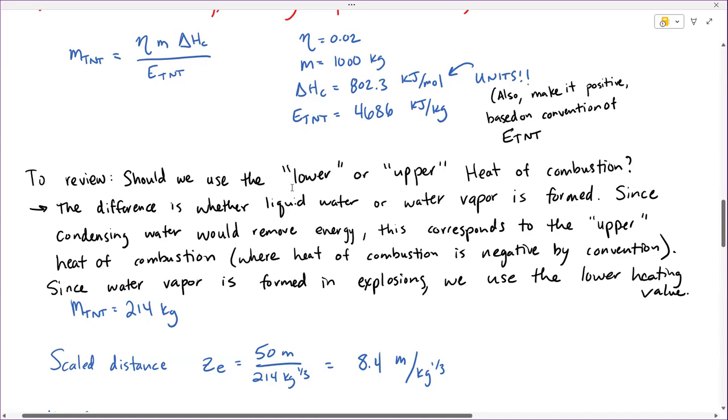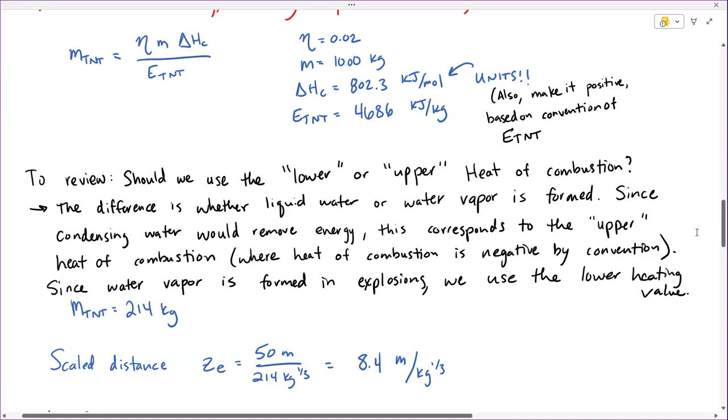So it's counterintuitive, but I'm trying to think of the best way to explain this. If something explodes, right, it gives off energy. Some of that energy that is given off is going to be consumed by vaporizing water from the liquid state to the vapor state. So that's how I like to think of it. And that's why we should be using the lower heat of combustion for these types of calculations. Anyway, I plug those numbers all in. I get 214 kilograms for the mass of TNT.